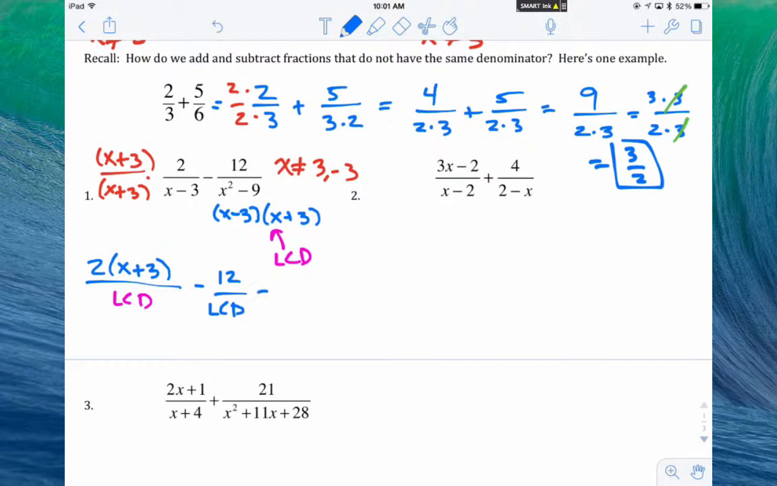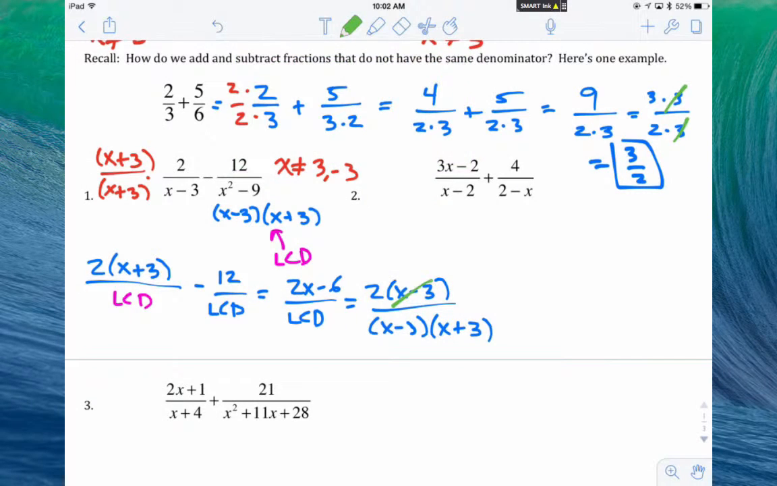All right, and we know that we're going to get 2x plus 6 minus 12. We get 2x minus 6 over that least common denominator. Let's now factor this numerator to see if there's any simplifying opportunities. 2 times the quantity of x minus 3 over, now, when we're looking for simplifying opportunities, might as well write this out. So now x minus 3 times the quantity of x plus 3. Aha! There is indeed a simplifying opportunity, and we end up with a grand answer of 2 over x plus 3. And so there we go.